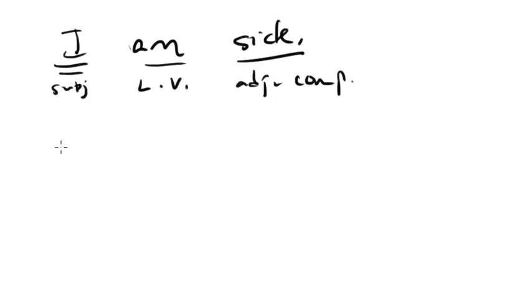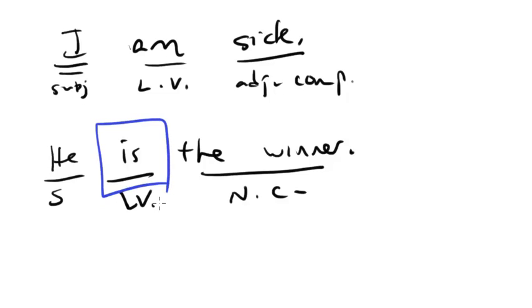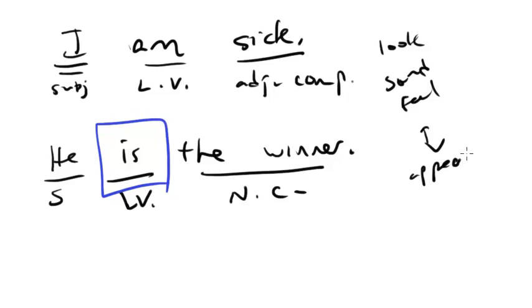It's a thing that describes what I am. Let's do another one. He is the winner. Here we have our subject, our linking verb, and this time a noun complement, right? In some sense, we're equating he with the winner. There are other linking verbs besides to be. These usually have to do with the five senses, like look, sound, feel, and so on. Also, sometimes, words like appear, seem, become. You don't really need to know this specifically.